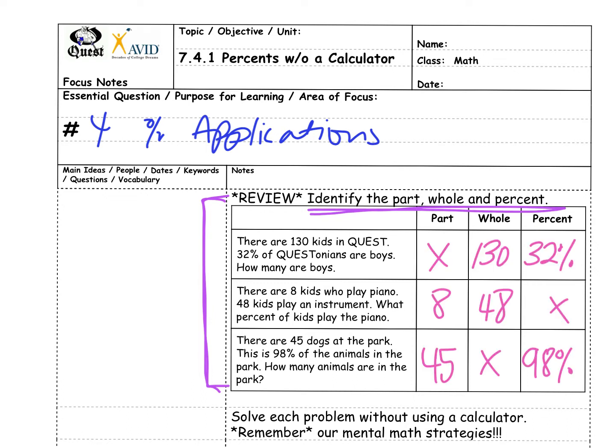So if you did this on your own, your boxes should look like mine. For the first one, we were missing the part, but we had the whole and the percent. The second one, we had the part and the whole, but we were missing our percent. And the third one is a little tricky. The dogs were just the part, and then we had other animals at the park as well. So we're missing the whole.